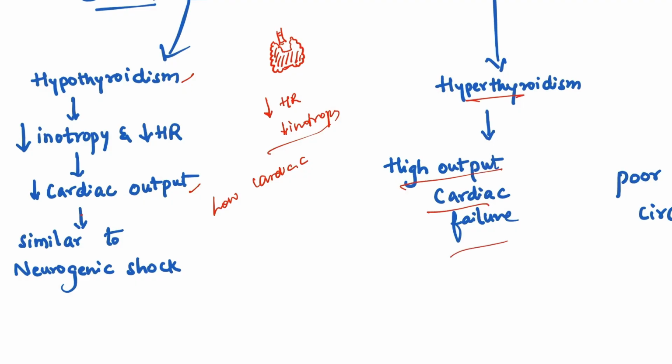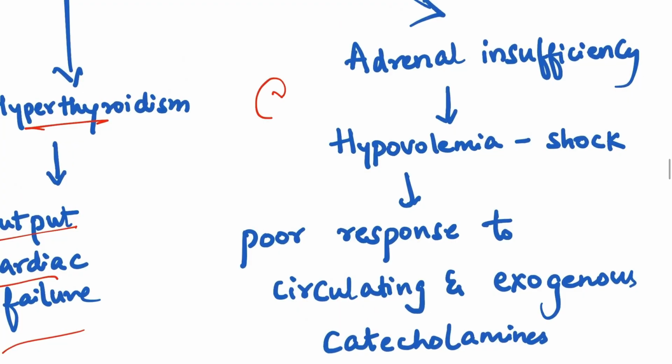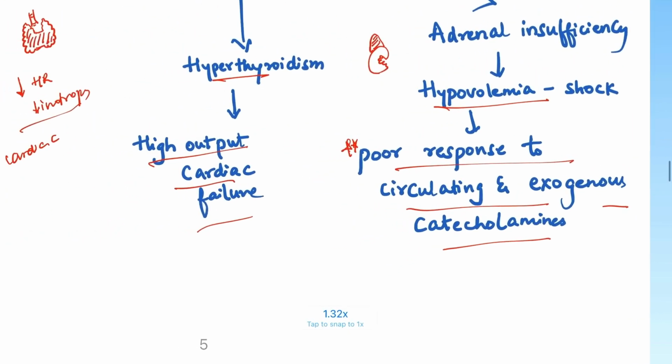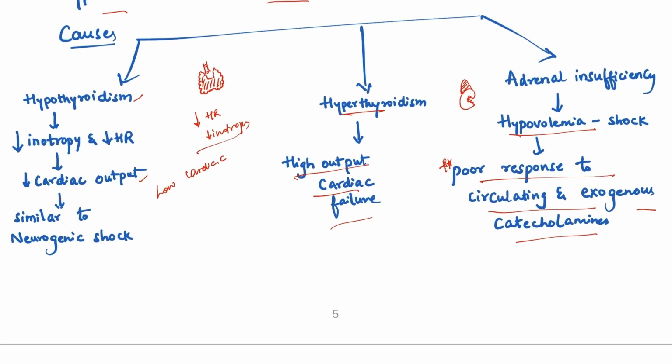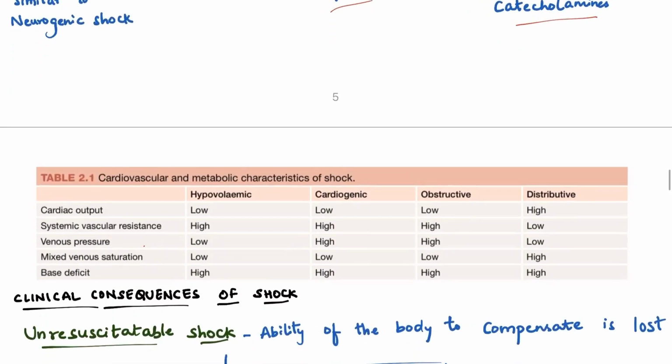And next comes the organ which rests on our kidneys, that is the adrenal gland. Adrenal insufficiency will cause hypovolemia, and there is a very important thing, poor response to circulating and exogenous catecholamines. This will cause adrenal insufficiency. So these are all the types of endocrine shock.